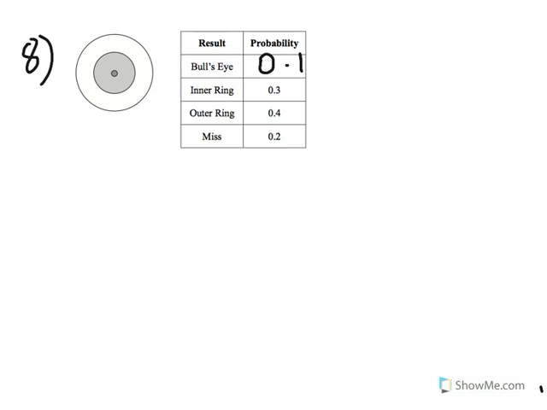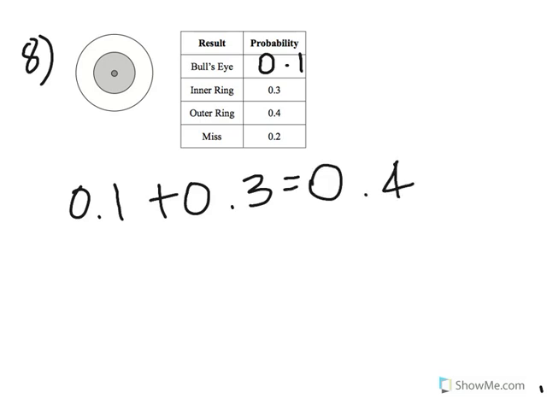Okay, so now that we know the probability of hitting the bullseye is 0.1, we need to find the probability that you'll hit the bullseye or the inner ring. All we have to do is add the probabilities together. So 0.1 plus 0.3 is equal to 0.4. Because when they ask for or, you have to add the probabilities, since these are two separate possibilities, and their total probability will be the probability of hitting either one.